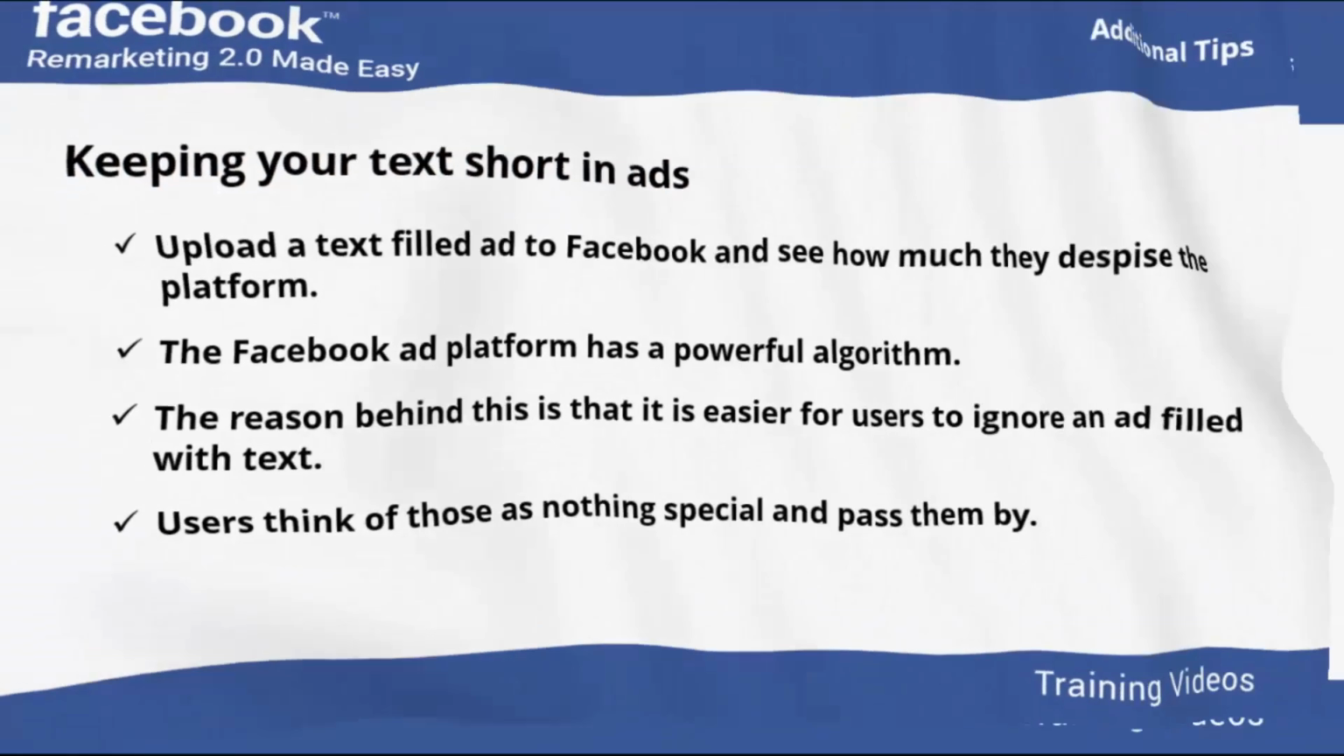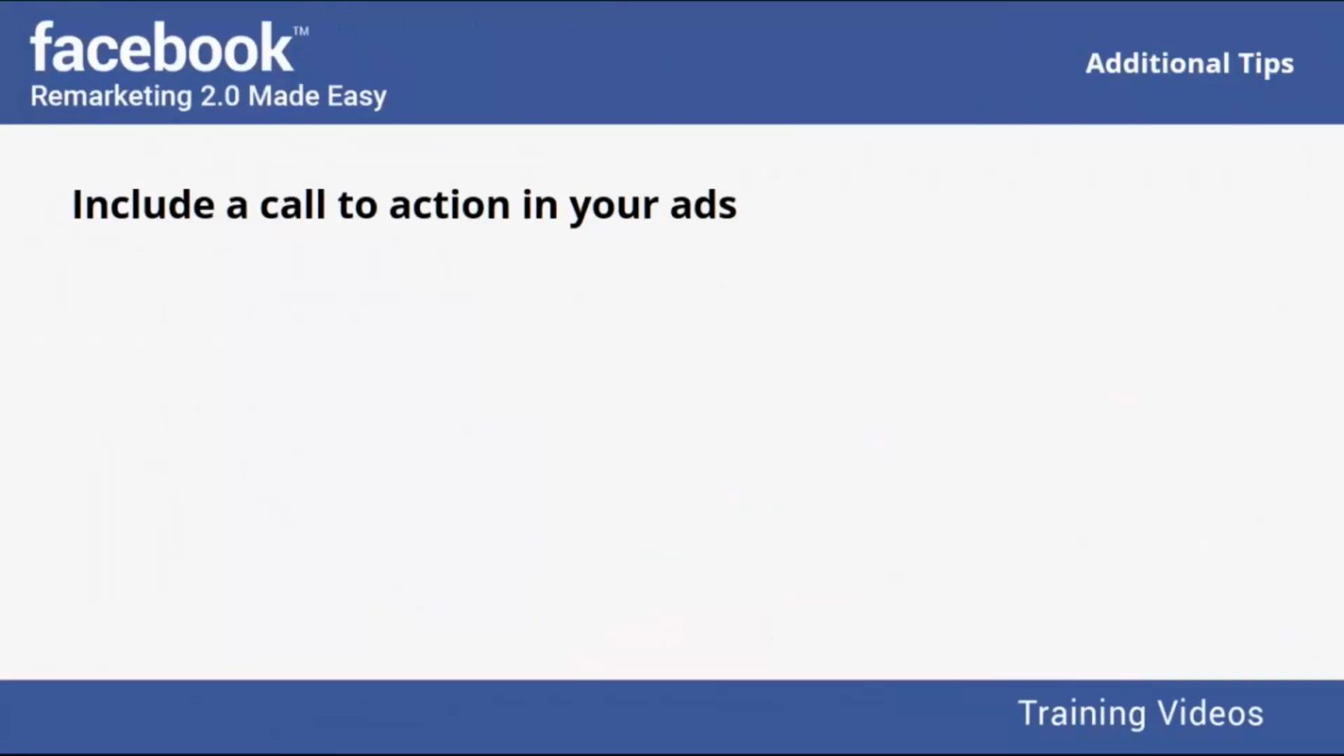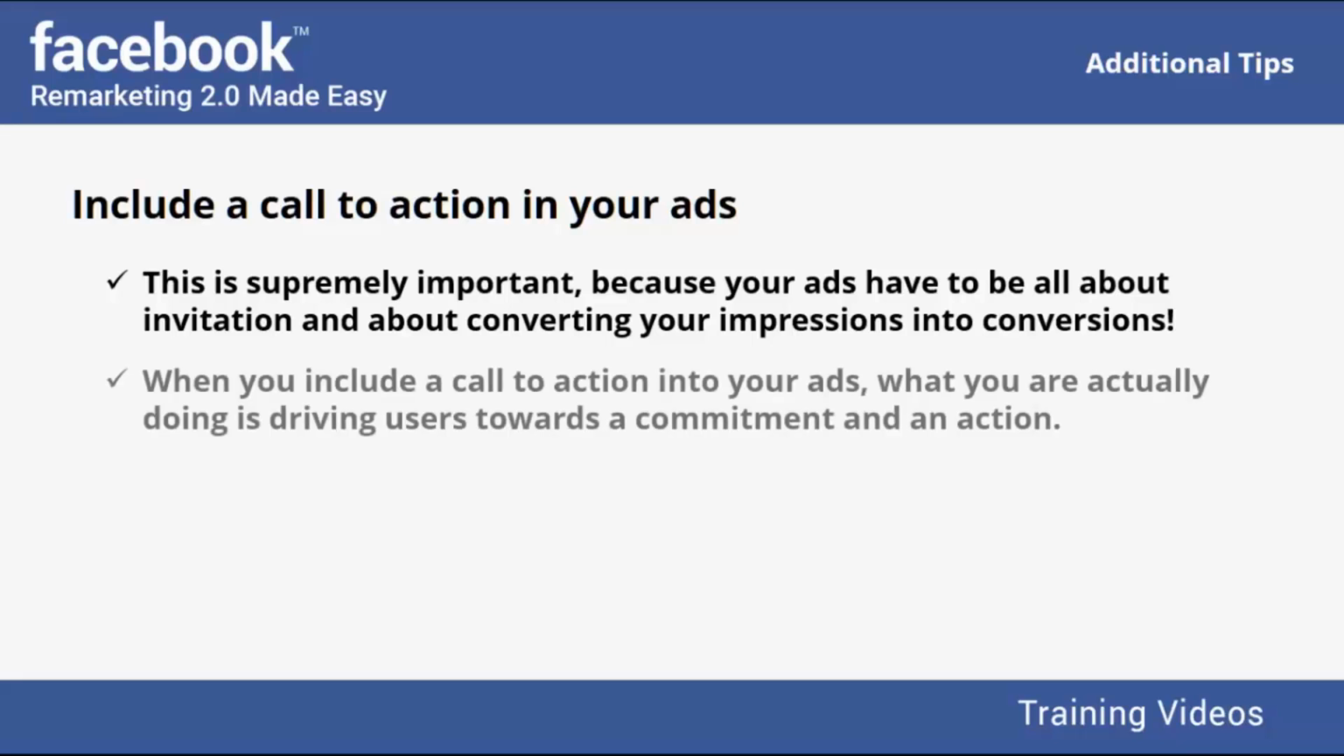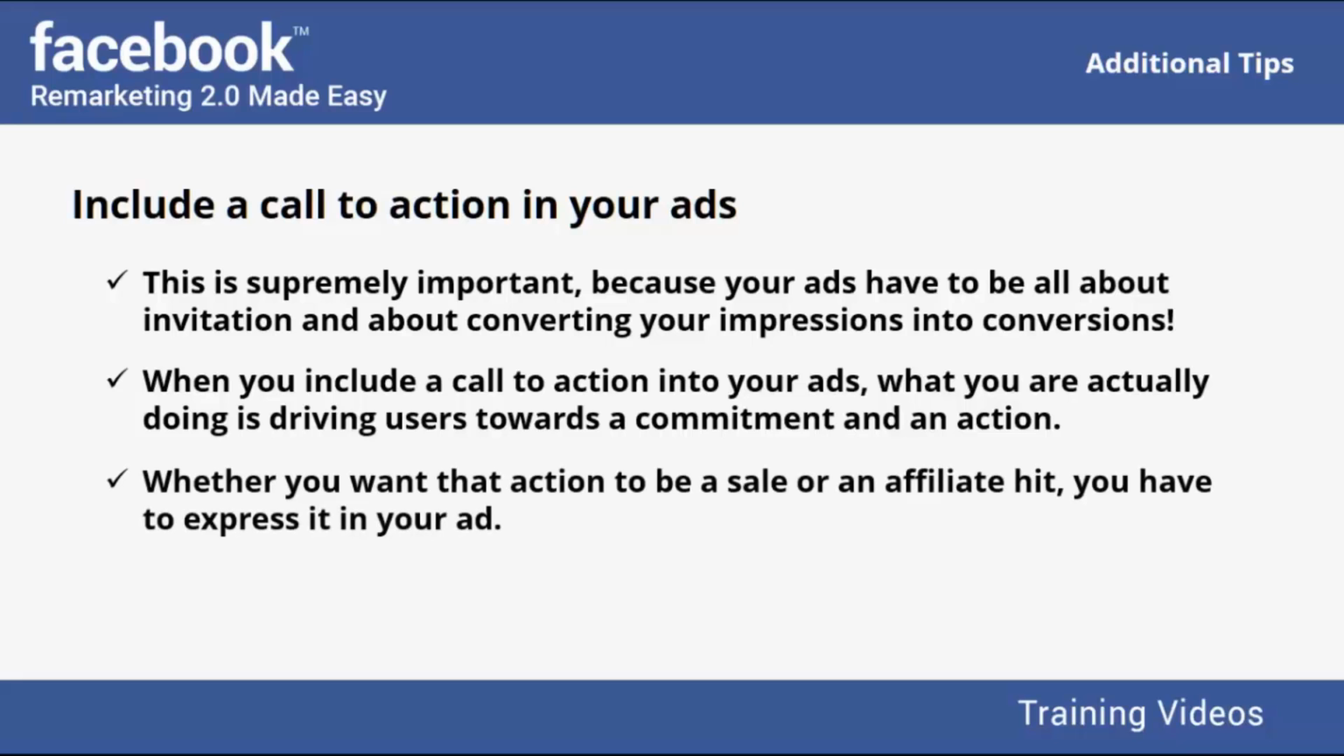Include a call to action in your ads. This is supremely important because your ads have to be all about invitation and about converting your impressions into conversions. When you include a call to action into your ads, what you are actually doing is driving users towards a commitment and an action. Whether you want that action to be a sale or an affiliate hit, you have to express it in your ad. Facebook makes that easy because it gives you the option to add a call to action button right in your ad. It will look like part of a post, which works better, and you can additionally add calls to action in both your post title and description, so proceed wisely.